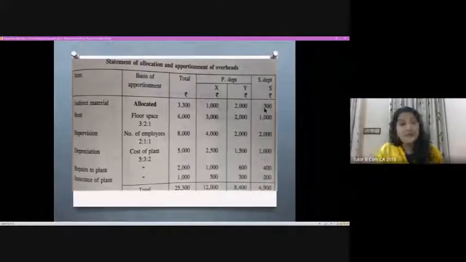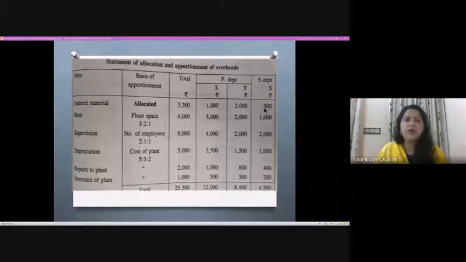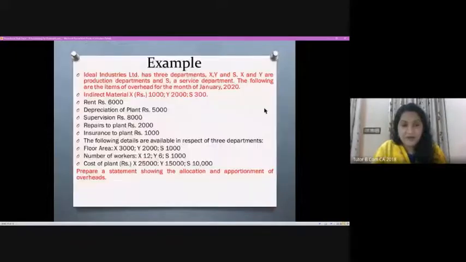I repeat, it's just allocated because in the question itself, it is given that for X, the indirect material expense is 1000. For Y, it is 2000. And for S, it is 300. So in the question itself, we can find this, right? Now going with the next, it is rent. But we know that when we come to this expense, there needs to be a proportional allocation. So it comes under the category of apportionment.